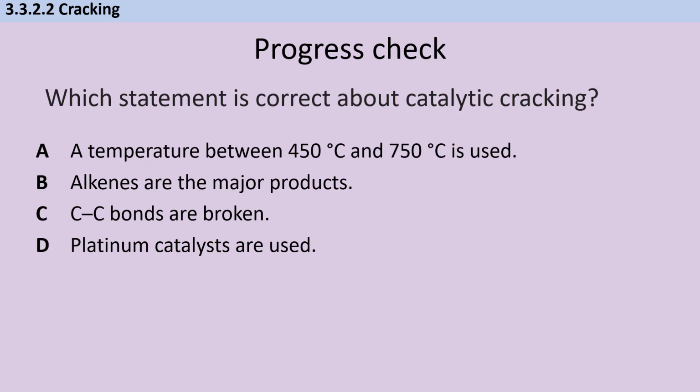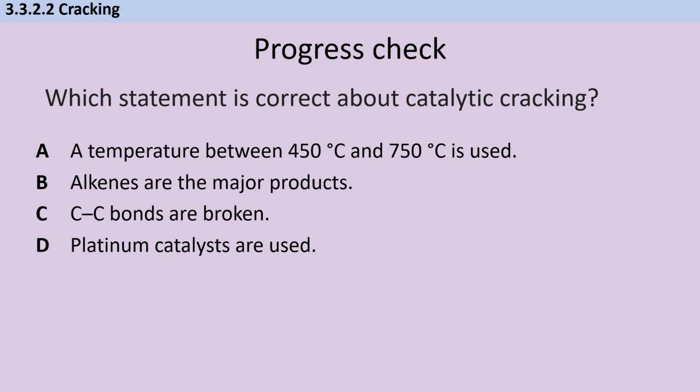So let's finish off with a multiple choice question. Which of these statements is correct about catalytic cracking? A, a temperature between 450 degrees C and 750 degrees C is used. B, alkenes are the major products. C, carbon-carbon bonds are broken. Or D, platinum catalysts are used. Pause the video, scribble down what you think the answer is, and then we'll go through it.